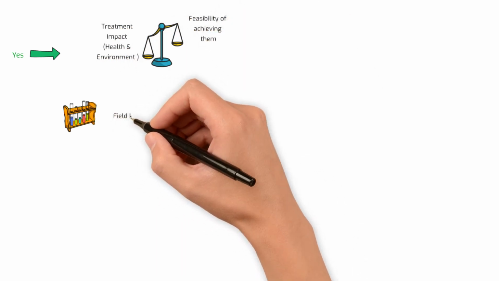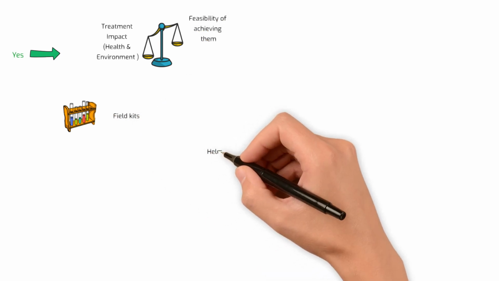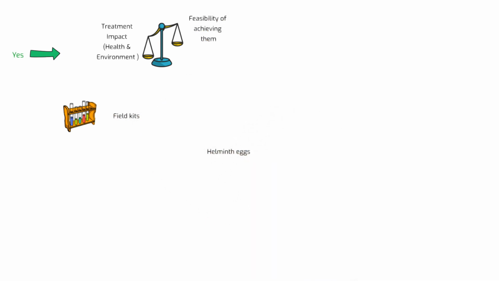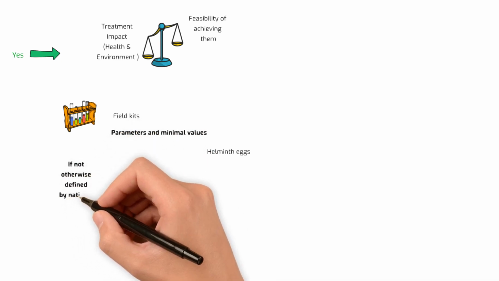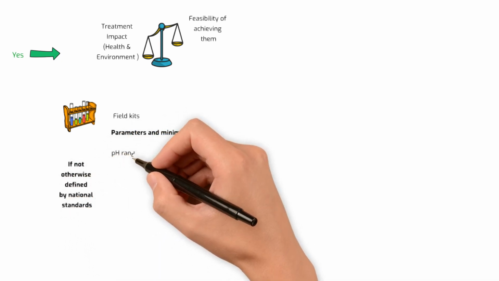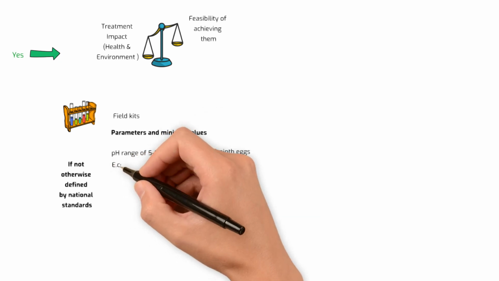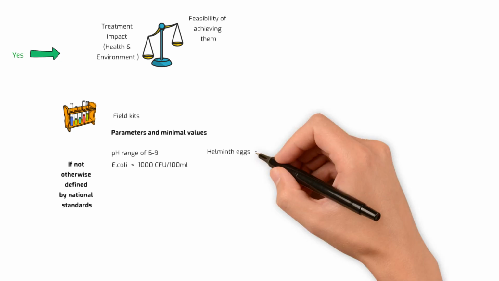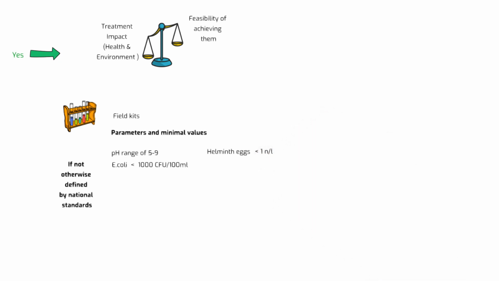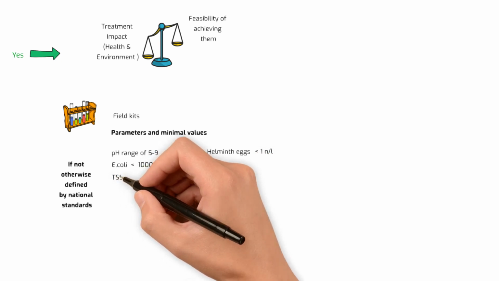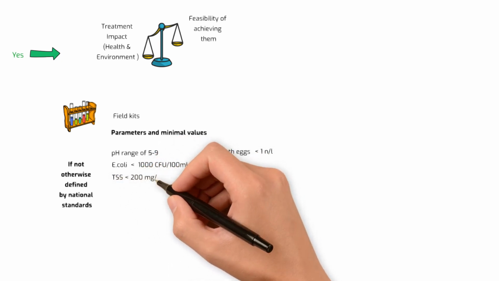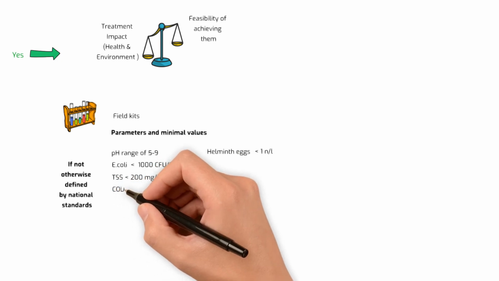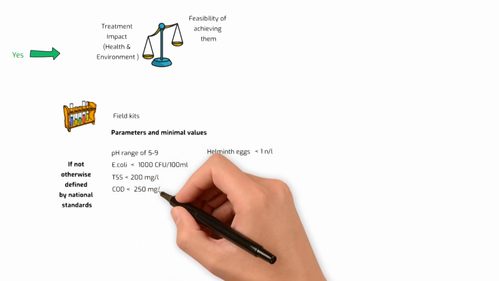Most parameters can be measured using field kits, except for Helminth-Eggs analysis. Research is, however, ongoing to simplify the analysis. These parameters and minimum values, if not otherwise defined by national standards, are pH range of 5 to 9, E. coli levels below 1,000 colony-forming units per 100 milliliter, Helminth-Egg concentration below 1 per liter, total suspended solids below 200 milligrams per liter, chemical oxygen demand below 250 mg per liter.